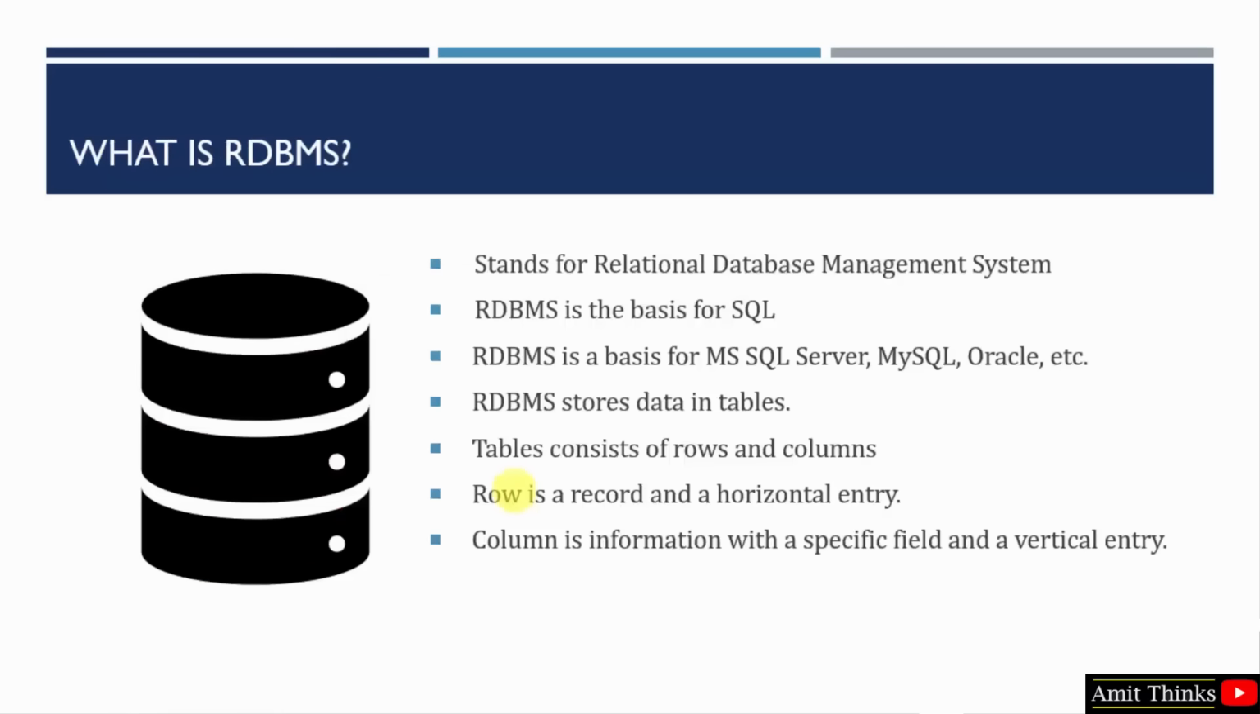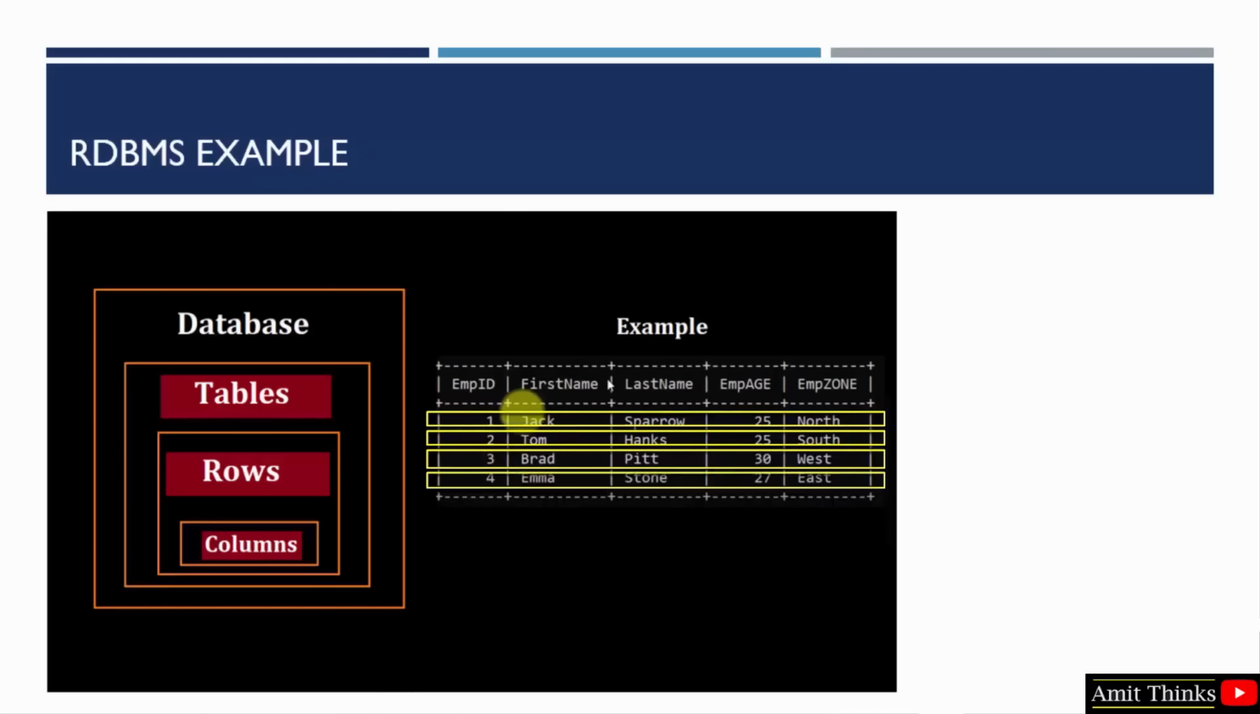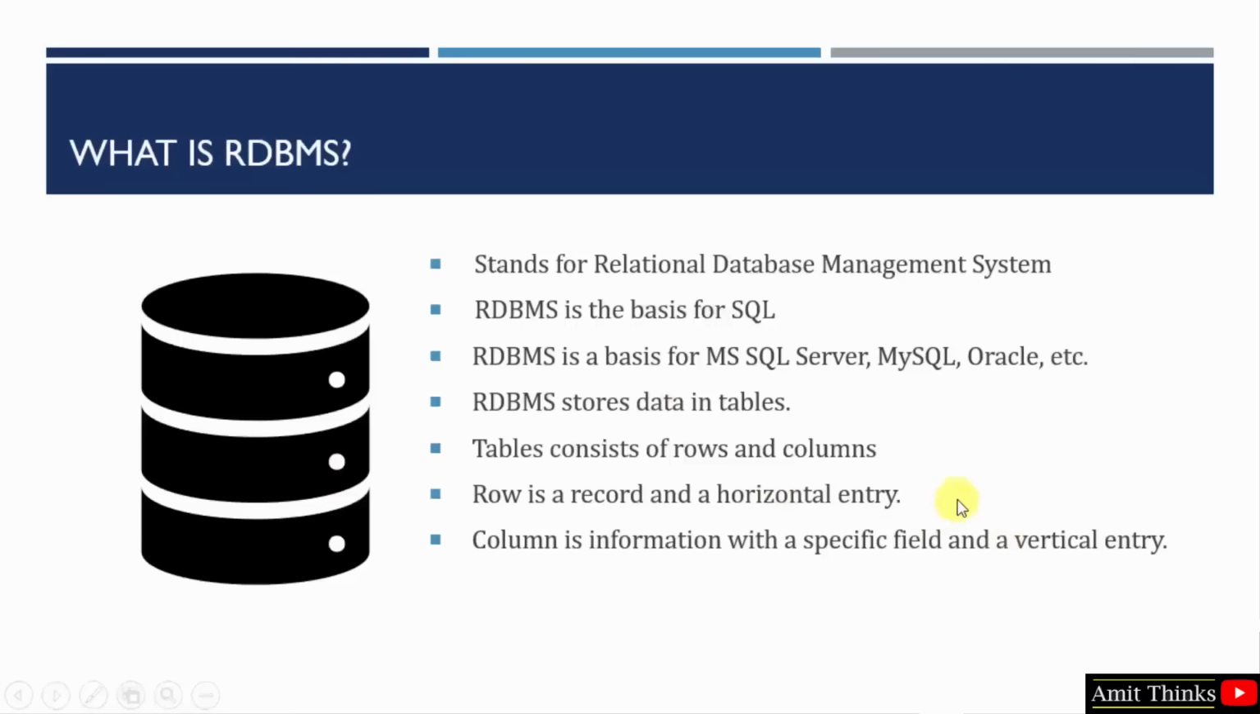So now you would be wondering about the difference between RDBMS and DBMS. RDBMS is just an advanced form of DBMS. So it is a relational DBMS. That means a relation between tables, relation between rows and columns. So RDBMS is the basis for SQL, MySQL, Oracle and other related databases. RDBMS, I have told you before, stores data in the form of tables, and tables have rows and columns. Herein we have 4 rows. That means rows are always horizontal entries. And columns, we are having 5, so columns are vertical entries.